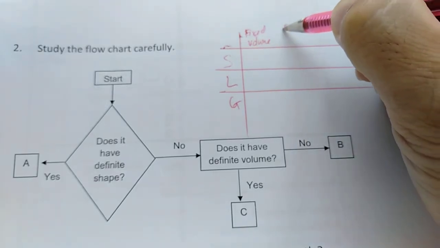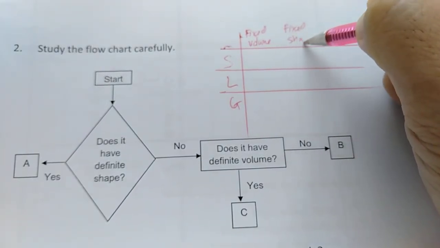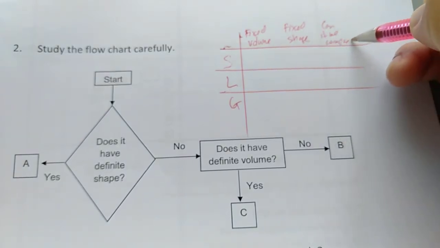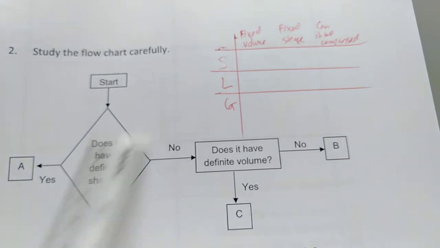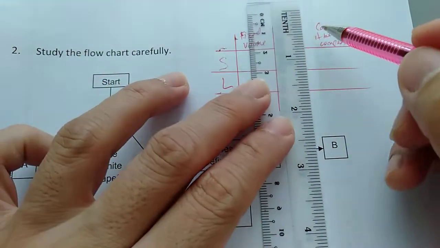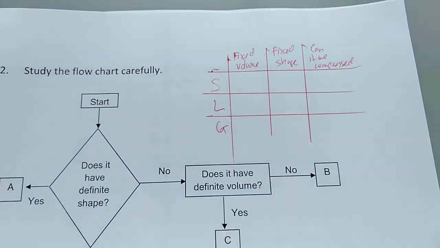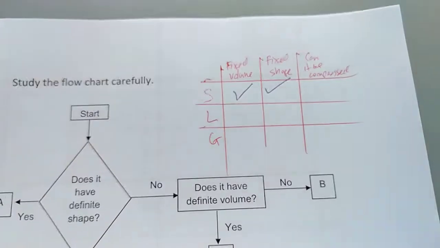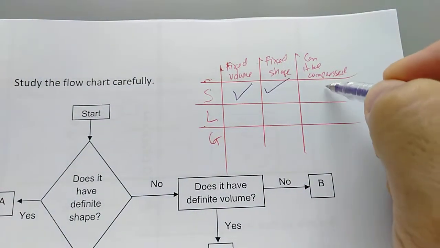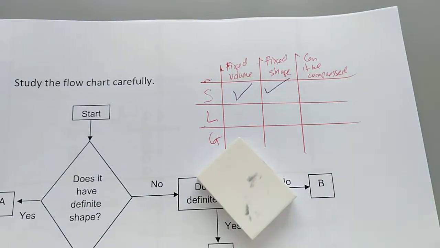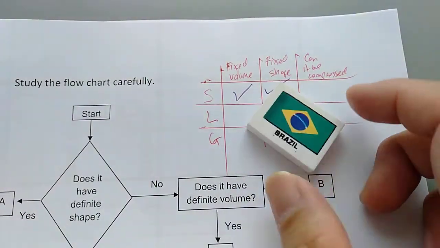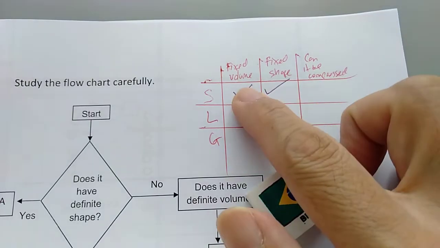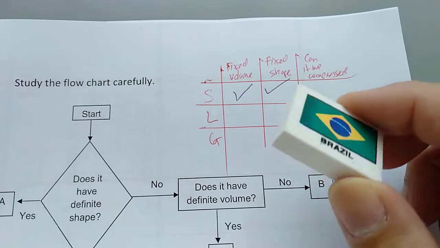Does solid have a fixed shape? Can it be compressed? These are kind of the common questions people ask to try to identify whether something is solid, liquid, or gas. Right? So you know for sure solid has a fixed volume and fixed shape, and cannot be compressed. So I will put a tick here. Eraser, for example, right? If I come back tomorrow, the eraser will still be the same shape and will still occupy the same amount of space. So the same volume, right? Fixed volume means same amount of space.